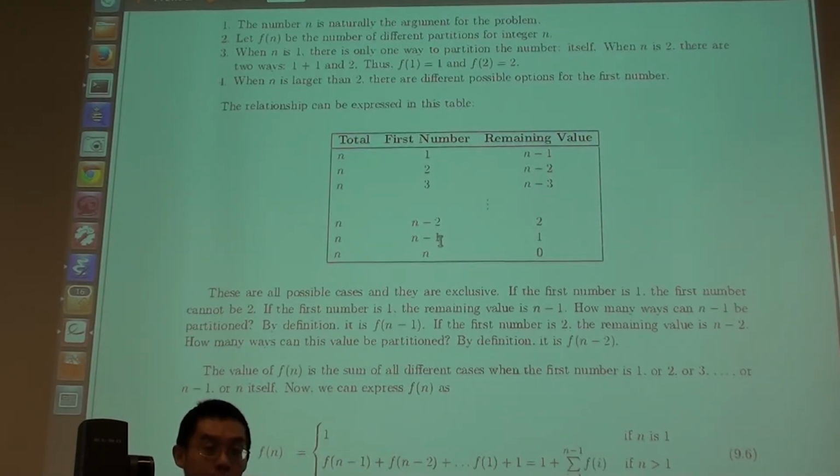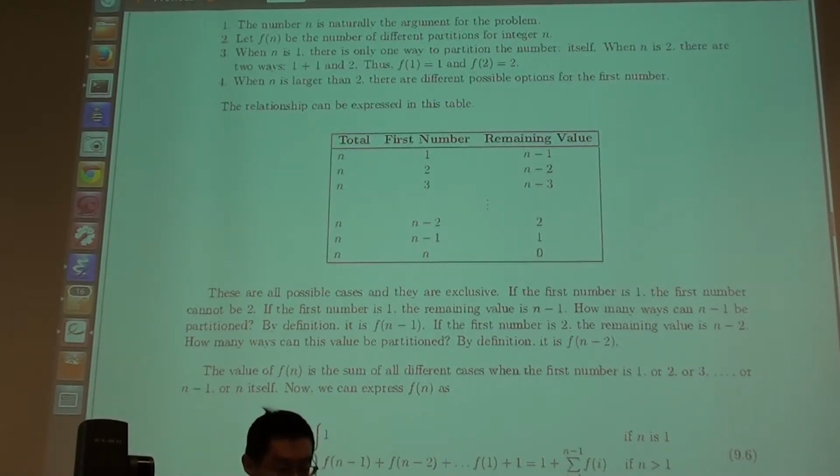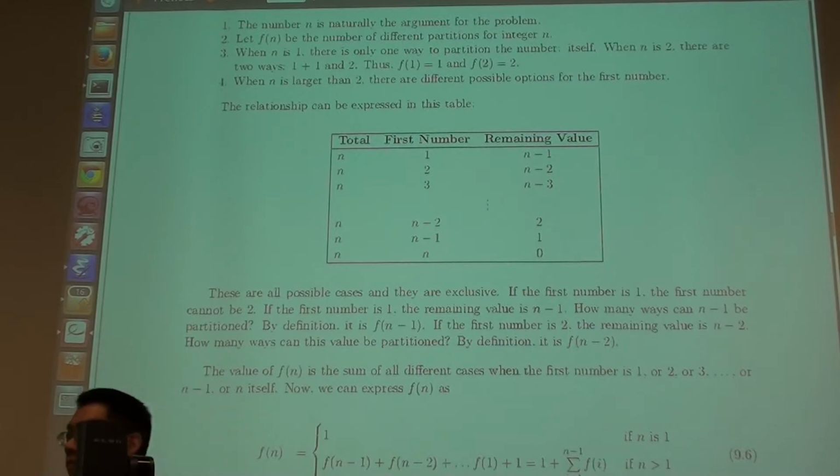And the first number can be n minus 1. You have 1 left. So F1. If the first number is n itself, it also counts. So you can add 1 there. So as a result, Fn is a summation of them. Does that make sense? Any questions?